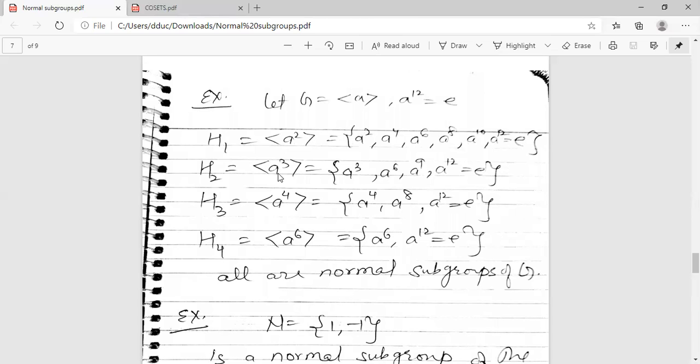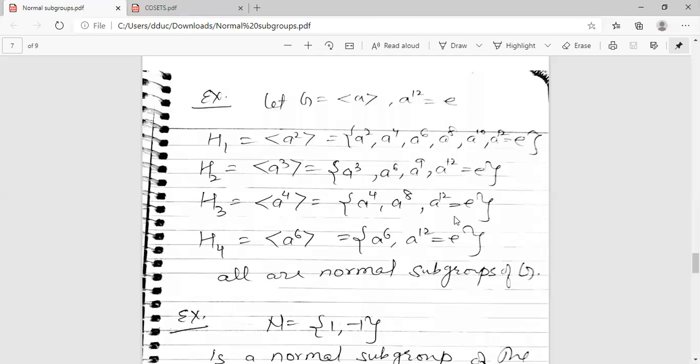H2 is a subgroup of G which is generated by a cube. So these are the elements of H2: a cube, a to the power 6, a to the power 9, then a to the power 12 will be identity. Similarly, H3 is a subgroup which is generated by a to the power 4. So here you will have three elements, a to the power 4, a to the power 8, and a to the power 12 will be identity. And H4 will be a subgroup which is generated by a to the power 6. So these will be the elements of H4.